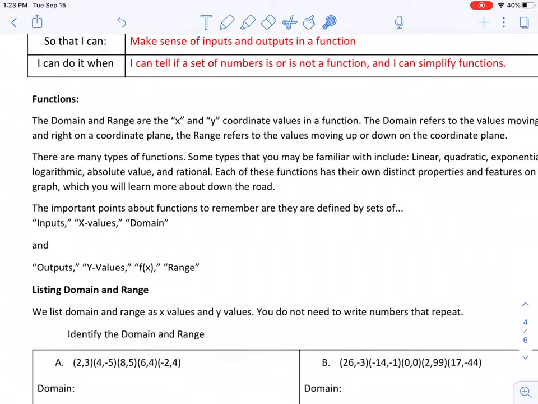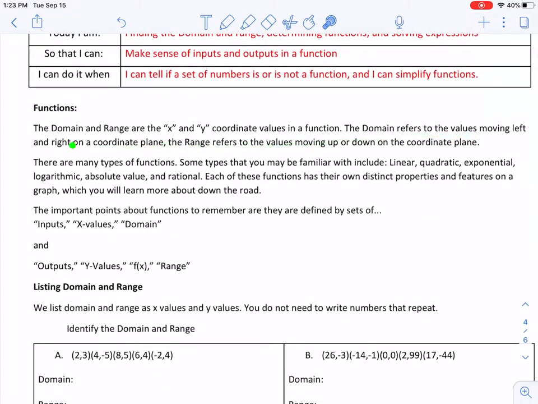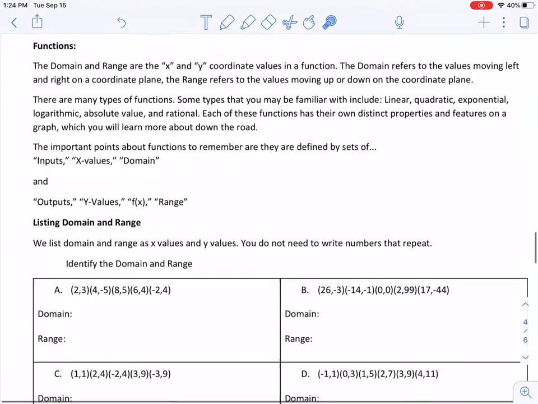The domain refers to the values moving left and right. The range refers to the values moving up and down. So there are many types of functions. Some types that you may be familiar with include linear, quadratic, exponential, logarithmic, absolute value, and rational. Each of these functions has their own distinct properties and features on a graph, which you'll learn about later.